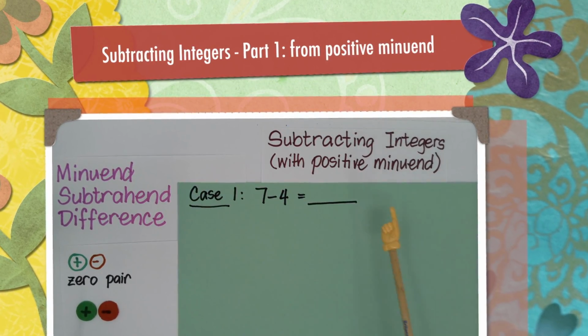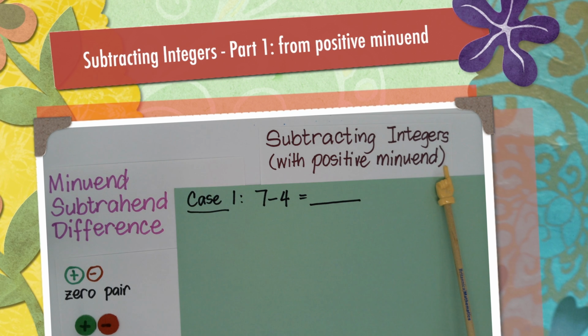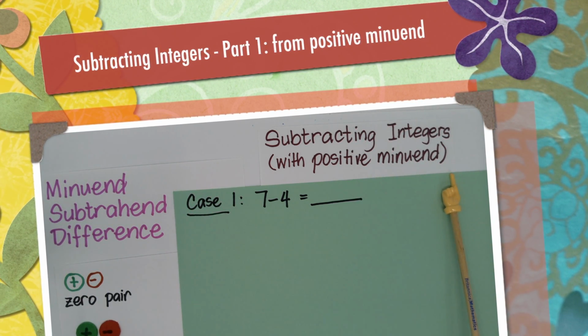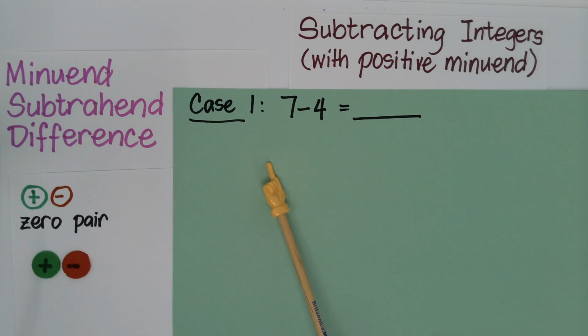This lesson is about subtracting integers. Because of the various cases that we can create out of the pairs of positive and negative integers, this is going to be the first part of 2 videos that I will be creating with regards to subtracting integers. We will be using this to represent positive numbers as well as negative numbers.